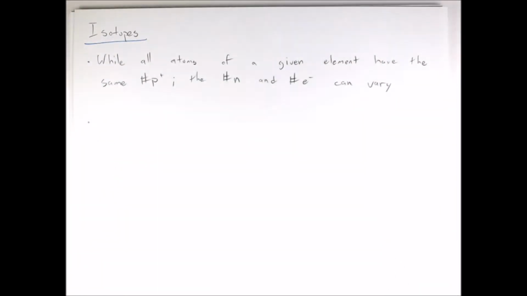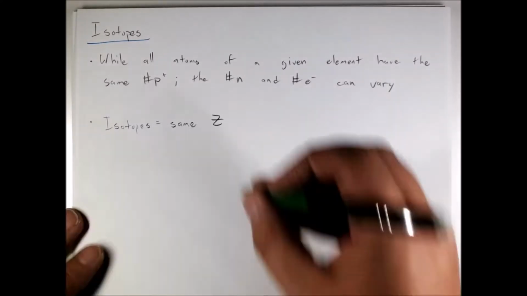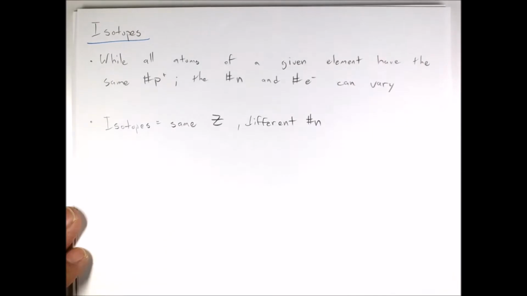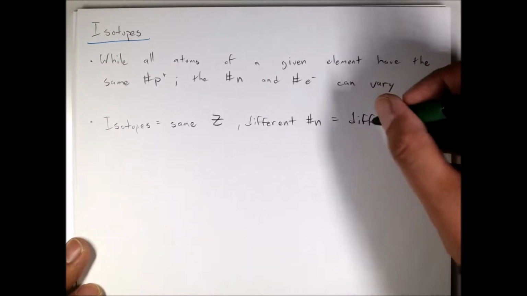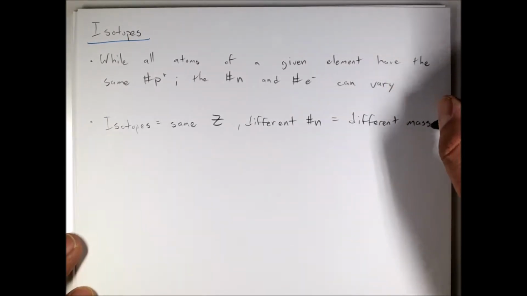Isotopes are basically, you're comparing different atoms that have different numbers of neutrons. So they have the same Z value, the atomic number, meaning they have a different number of N possible for an isotope. Thus, that means they have a different mass. So their masses end up being different.